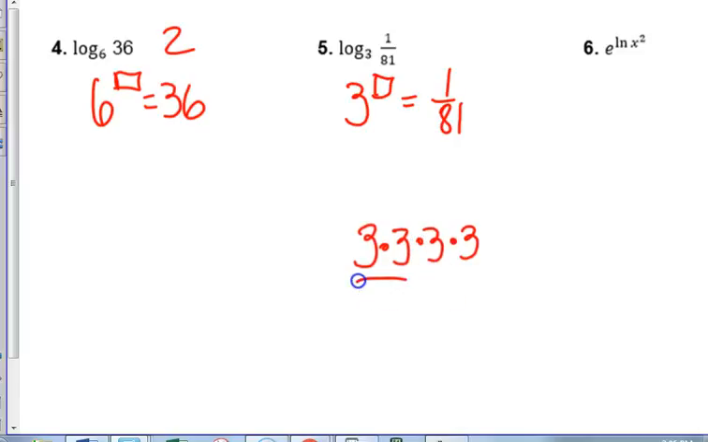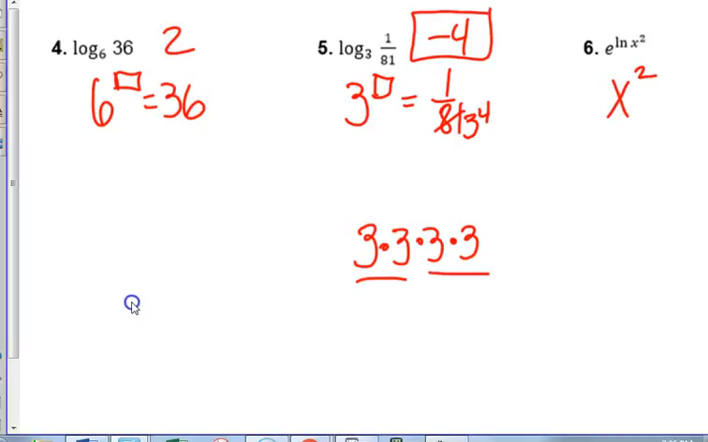I'm thinking it's got to be 4, but 9 times 9 is 81. That's a bunch of 3s, right? So this is 3 to the 4th, but what made it go down to the bottom was, so the answer here is negative 4. Could you do that with a little practice? You got to think about rewriting them both as powers of 3. What about 6? Yep, x squared.